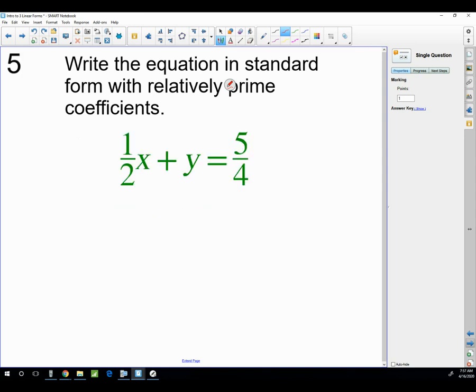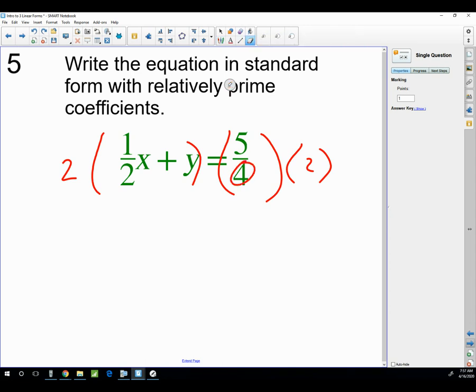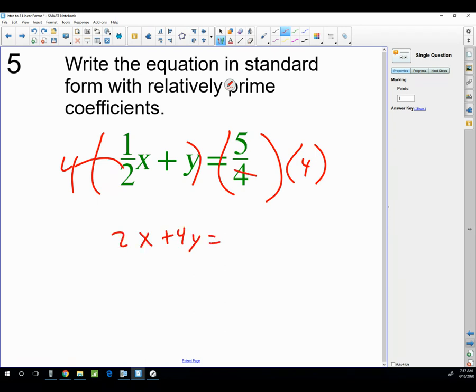Let's move on. Write the equation in number 5. Write the equation in standard form. It's not in standard form because 1/2 and 5/4 are not integers. So let's multiply both sides by, we might say, okay, let's do 2. But that's not going to work because you would still have a denominator here. So we want it to be the common denominator, which would be 4. So let's change that to a 4 real quick. Let's distribute. So it'd be 2x plus 4y equals 5. All right, I dig that.